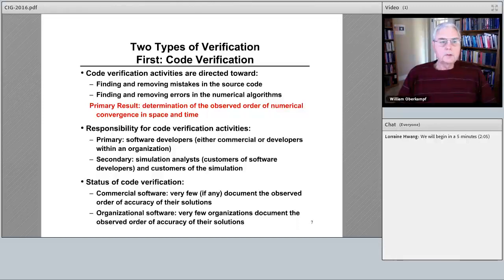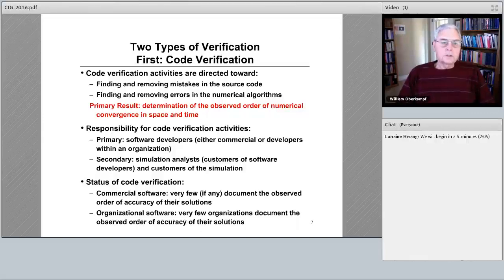The primary result from code verification is, let's call it, experimental determination. That is, by testing your software to determine the observed order of numerical convergence. Sometimes it's called numerical accuracy. It is the observed order of numerical convergence in space and time. You can have other independent variables besides space and time, but that is the primary result, and that is very rarely done.